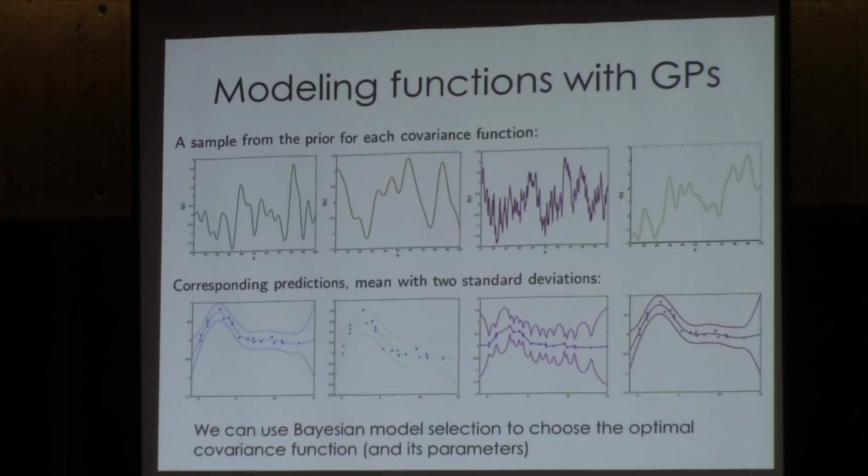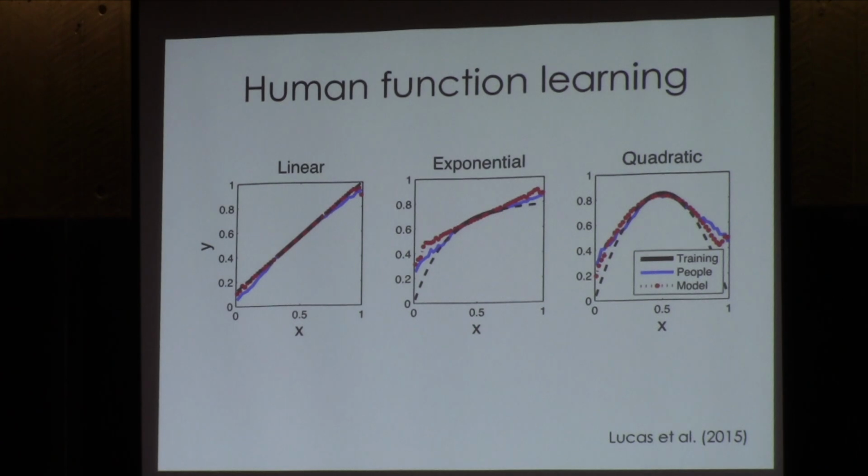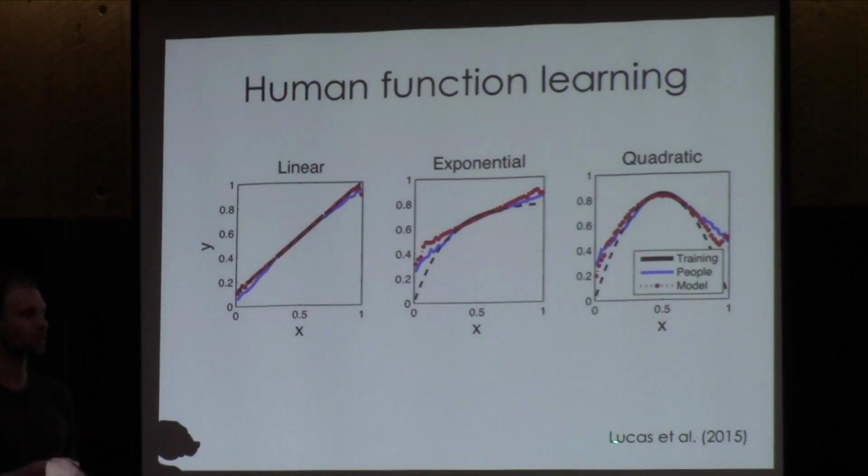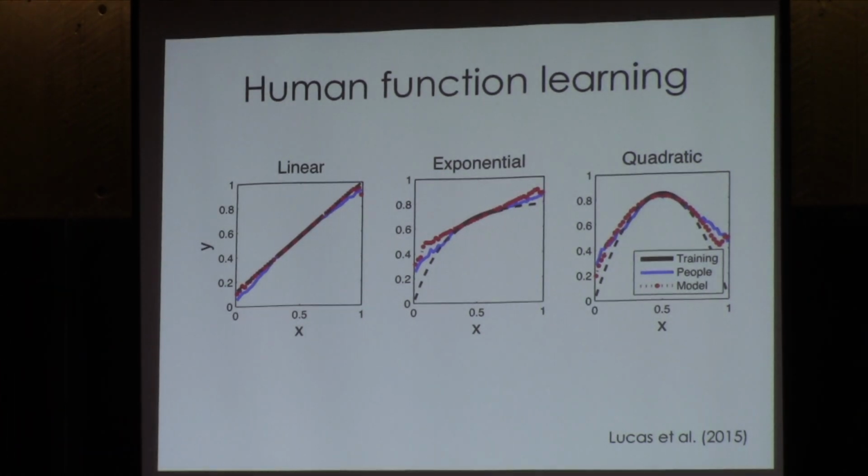All right, excellent. So I mentioned that Tom Griffiths and Chris Lucas in his lab were the ones who started taking Gaussian processes seriously as a model of human function learning. They were particularly interested in explaining some of the biases in human function learning.